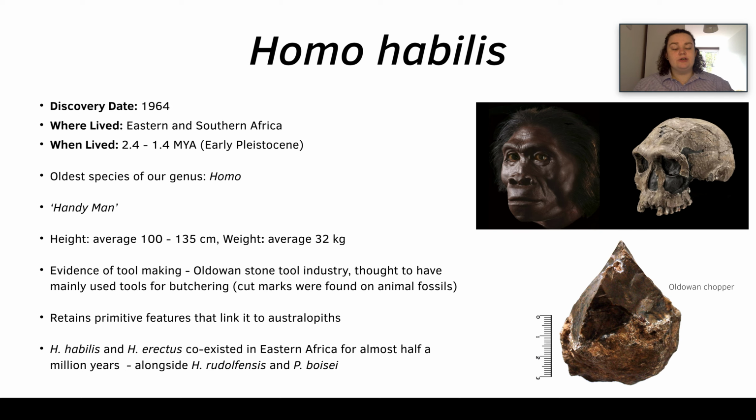And the tools that we associate with Homo habilis are the Oldowan stone tool industry. And it's thought that the Oldowan tools were used primarily for butchering. And we know that they used these stone tools because in association with Homo habilis, we've also found animal fossils with cut marks on. And Homo habilis retains primitive features that link it to Australopithecus. However, it shows more modern features that show that it's a human. And Homo habilis and Homo erectus coexisted in Eastern Africa for almost 500,000 years, as both of them lived alongside Homo rudolfensis and Paranthropus boisei.